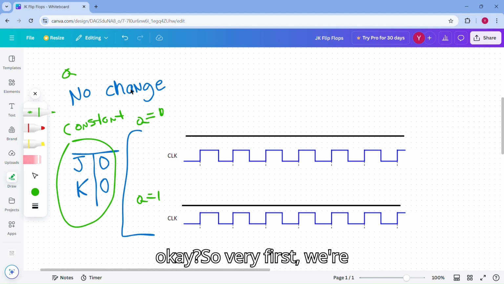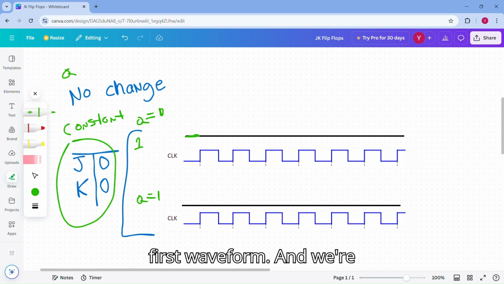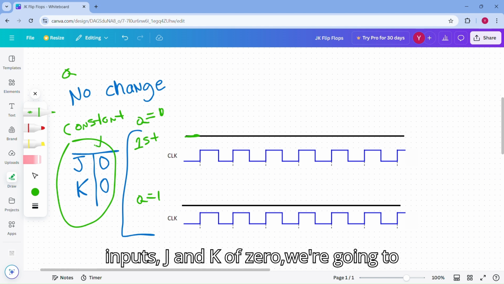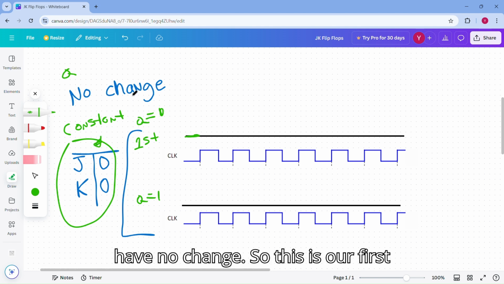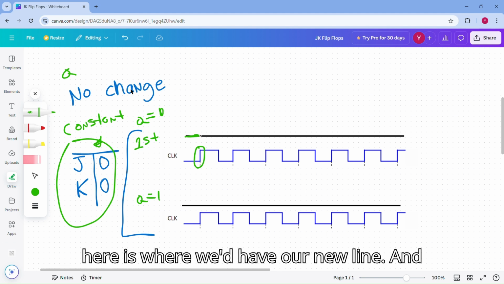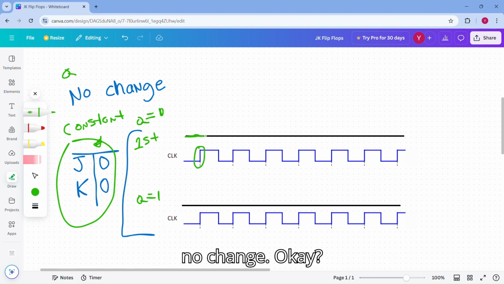So very first, we're at the beginning, okay? We said Q is going to be 0 for this first waveform. And we're saying when we have these 2 inputs, J and K of 0, we're going to have no change. So this is our first rising edge of our clock. So here is where we'd have our new line. And based off of our Q, we're going to have no change. Okay?